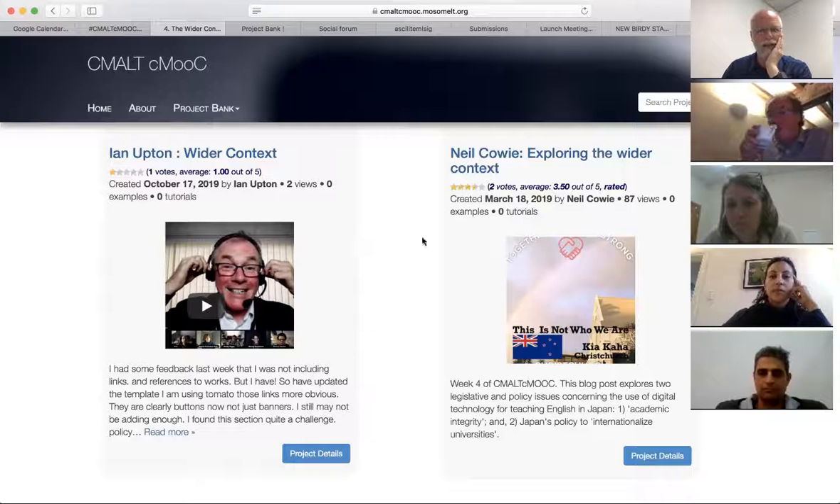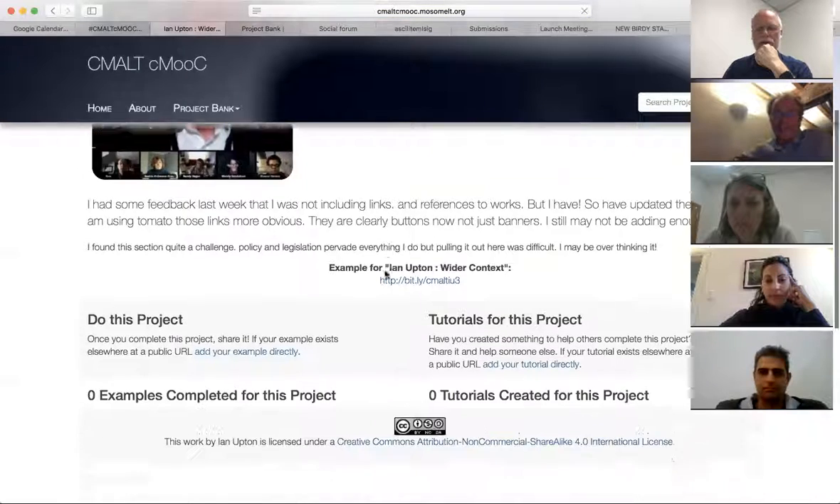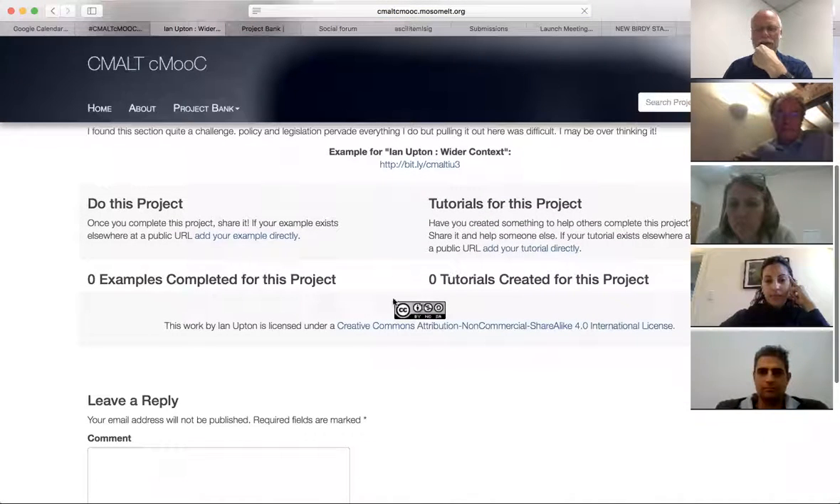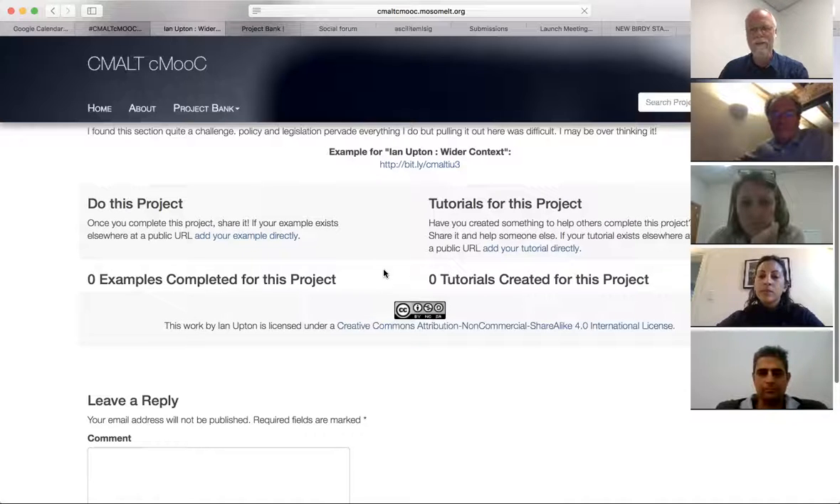And I'm just looking at Ian's contribution to the project bank for this week. And if I go into the project details, one of the things that we added to the project bank was a Creative Commons license. Well, actually, it's always been there. But by default, it assigned the standard basic Creative Commons to everyone's contribution who put something into the project bank.